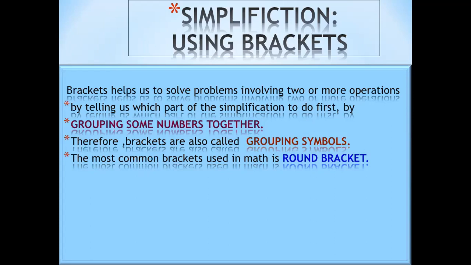Brackets help us to solve problems involving two or more operations, the same as we have done on page 32: more than two operations, maybe addition, subtraction, maybe multiplication, addition, division, subtraction, like this. By telling us which part of the simplification to do first. It means that brackets tell us which operation we will do first by grouping some numbers together. Therefore, brackets are also called grouping symbols.